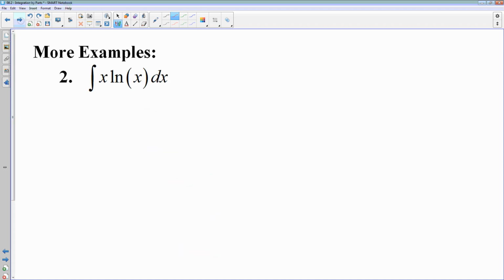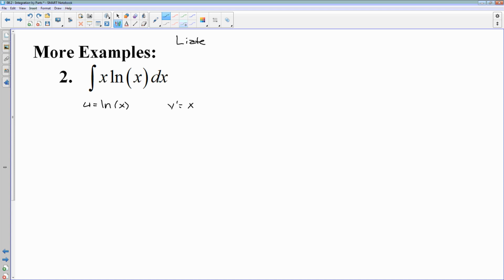We're already 9 minutes in. Let's see. Let's try this one. We have x times the natural log of x. And remember, I like to use the little LIATE expression, L-I-A-T-E. And there is a logarithmic expression. There's ln x. So I'm going to let my u be the natural log of x, which means my v prime would have to be what's left.